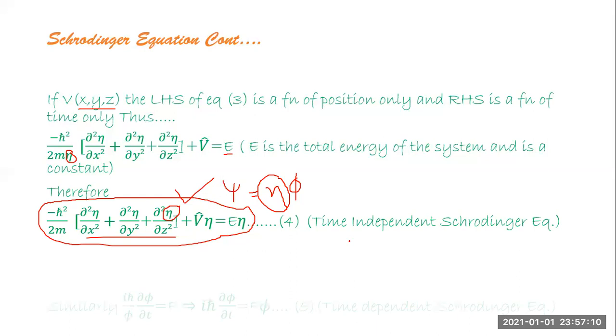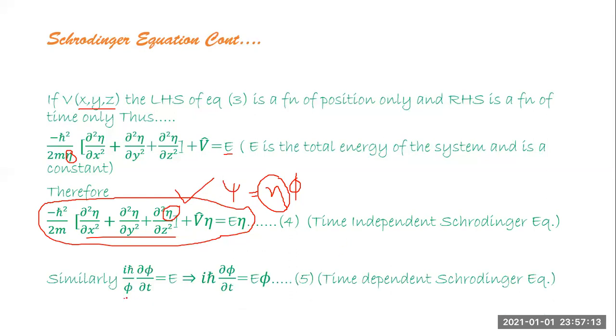Similarly, if we put the right-hand side equal to E, this is what we get. Again, this is a differential equation, and by solving it, we get phi. This is called the time-dependent Schrodinger's equation. So by solving equations 4 and 5, which are the time-independent and the time-dependent Schrodinger equations, we get eta by solving one and phi by solving the other. And if we multiply the two, we get the final wave function of the particle.